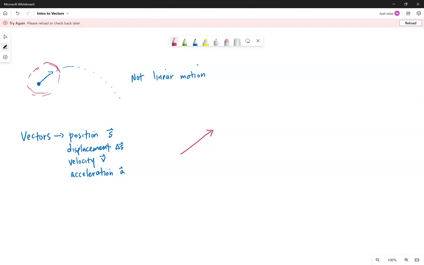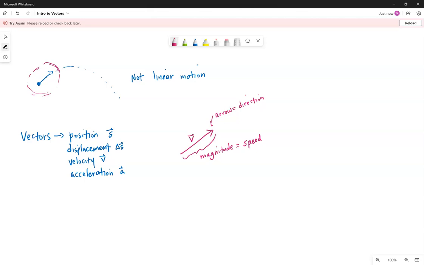So we're still going to draw an arrow to represent whichever vector we're talking about at a given moment in time. So if this is velocity, the length of the vector represents the magnitude of the vector. In this case, if this is our velocity vector, the length of the vector represents the speed at that moment in time. And then the arrow points in the direction it's headed at that moment.